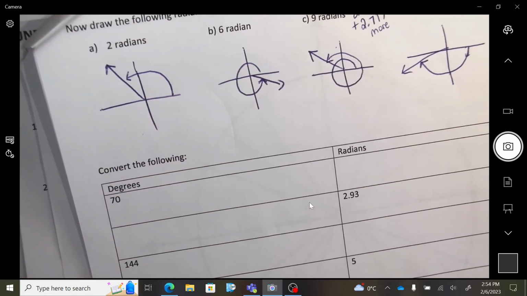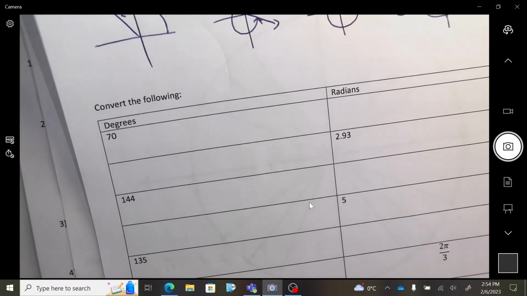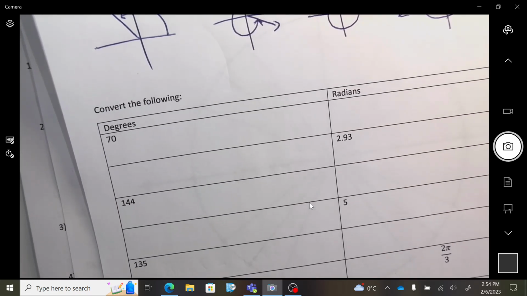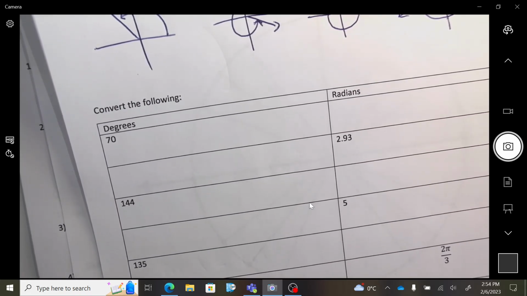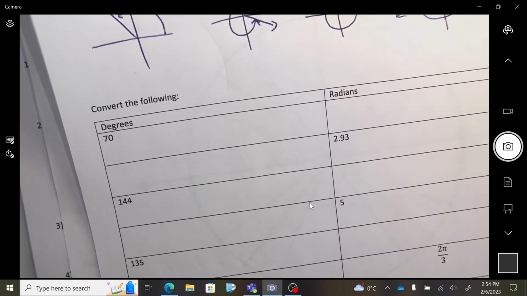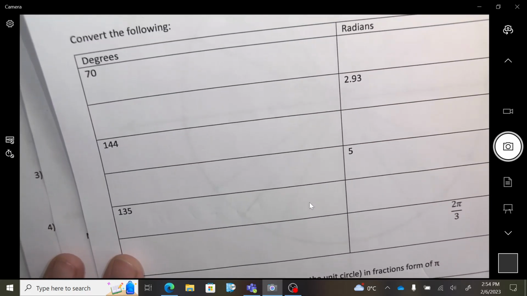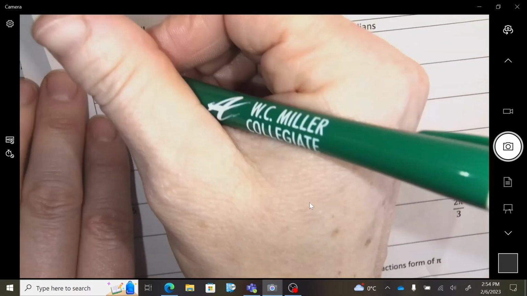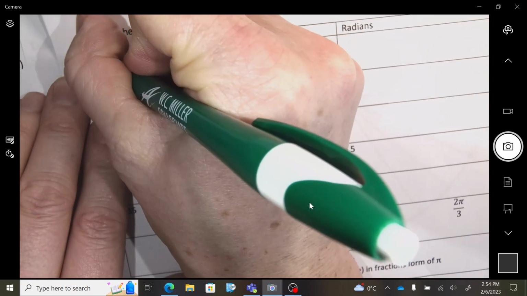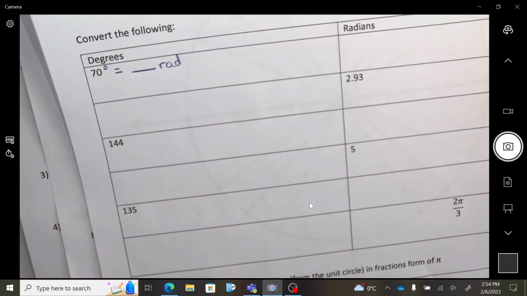Okay, so we're going to learn how to convert degrees to radians, radians to degrees. That's what we were talking about, yeah. Okay, I'm going to show you the long way twice, and then that's it. We're going to do the short way. So 70 degrees equals blank radians.